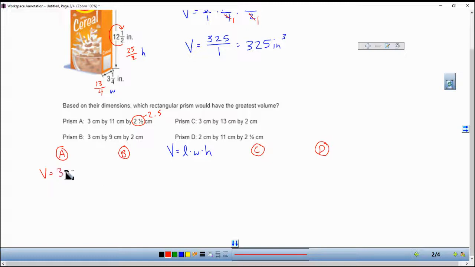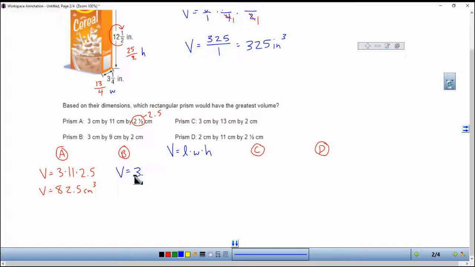So it's going to be 3 times 11 times 2.5, which is 3 times 11 is 33. I'm just getting a calculator here. 3 times 11 is 33, and then 33 times 2.5 equals 82.5 centimeters cubed. All right, so far A is in the lead because A is the only one we've done so far. So let's check out B.